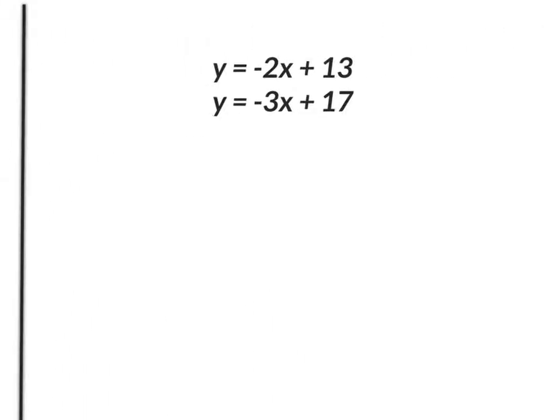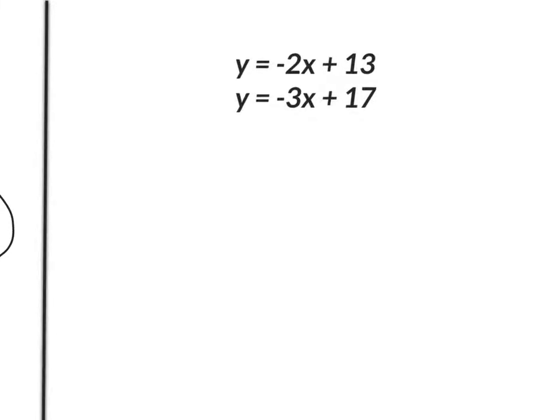Okay, so let's take a look at this next example. Now, you notice this next example is a little bit different because it doesn't have y equaling a number. Now it's y equaling an expression. So what I'm going to do is take this top one. It says here y is negative 2x plus 13. And I'm going to replace the y with a negative 2x plus 13. So I'm going to put that negative 2x plus 13 in place of the y. So it's going to be negative 2x plus 13 equals negative 3x plus 17.